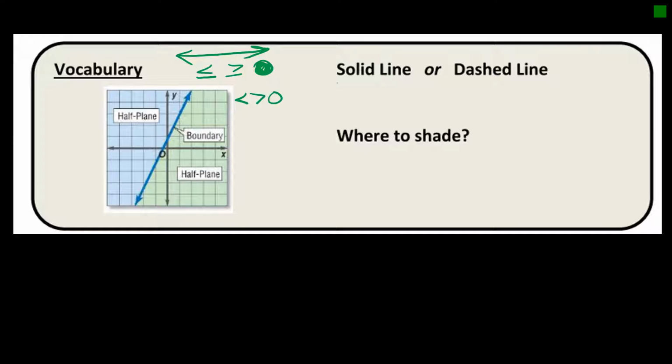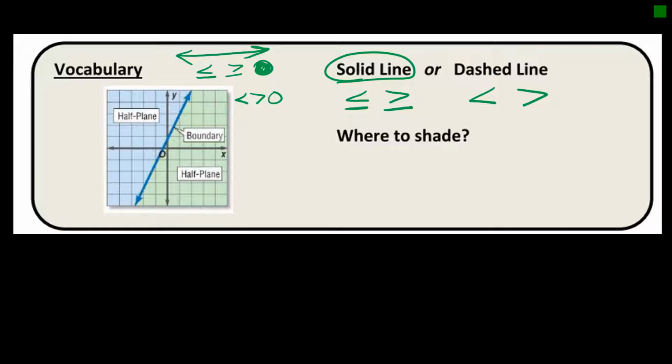If it's a solid line, then you're going to have the less than or equal to or the greater than or equal to, because a solid line is filled in. The dashed line is if it's just less than or greater than, because it doesn't really include that line, but that's the boundary. And so then where are you going to shade?